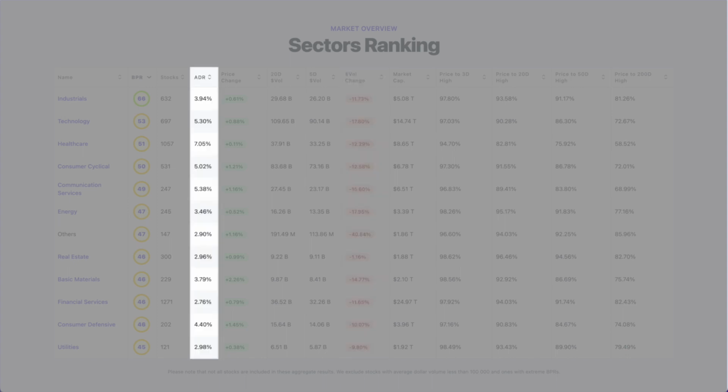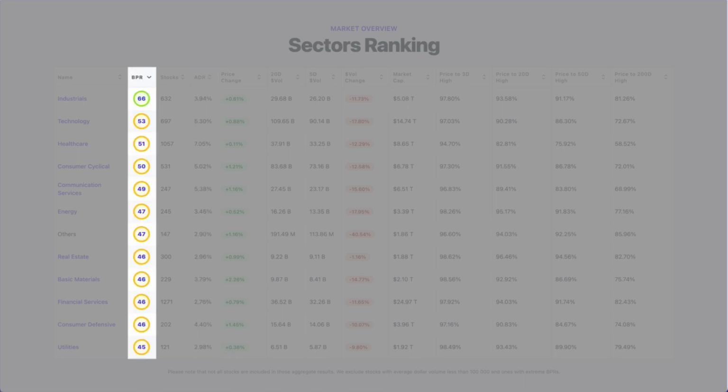The ADR percentage, or average daily range percentage, represents the average price range in which a sector has traded. A higher ADR percentage might indicate higher volatility and potentially more trading opportunities, but also more risk.